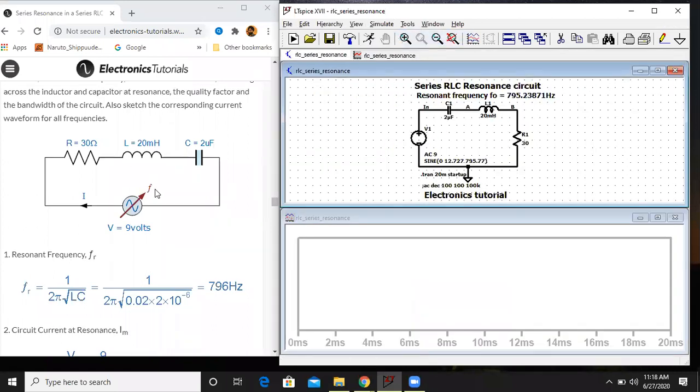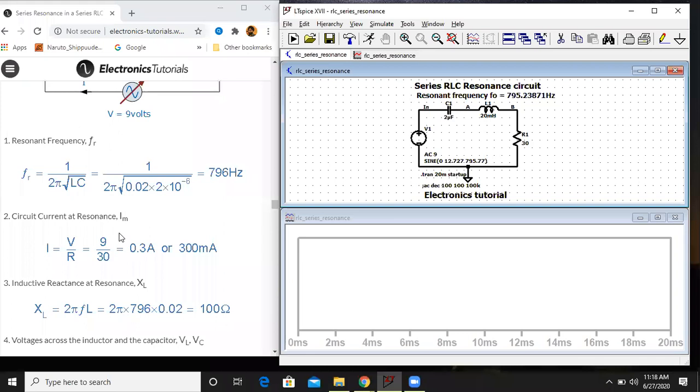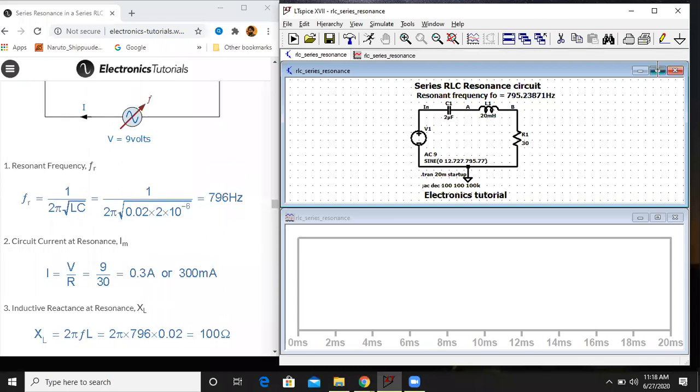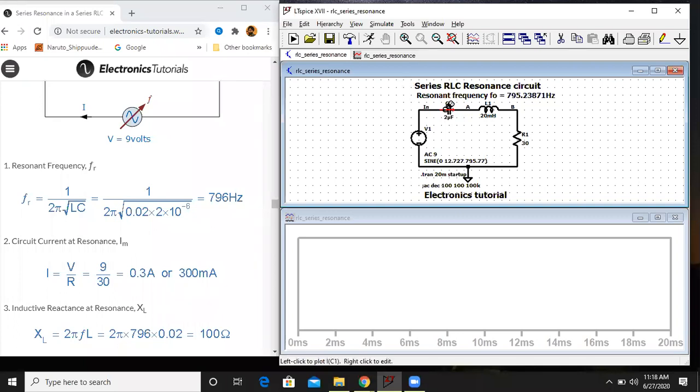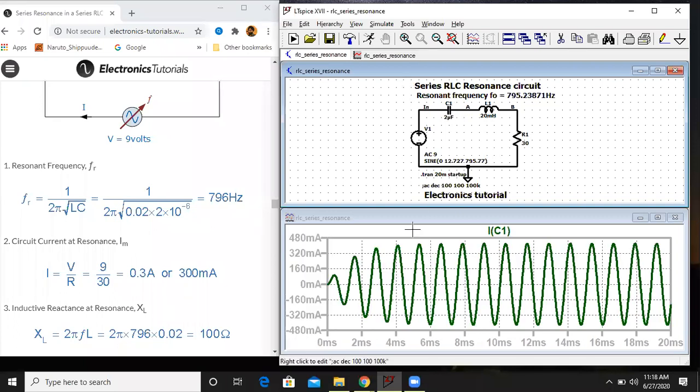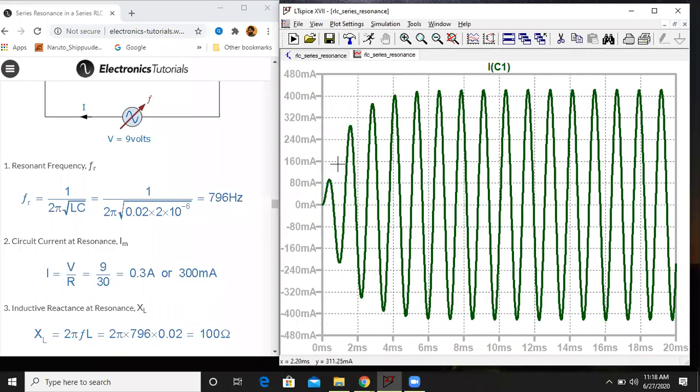Now what they're asking for is the current. Current in a series network remains the same, so any part of it you can click on. As you can see, slightly the resonance will come. Basically it is showing the current through the capacitor, but the current will remain the same in a series network. So you can maximize this. Why is this coming? Because this is a startup.